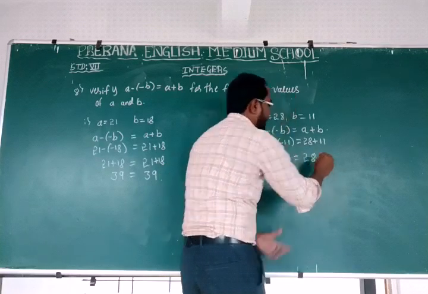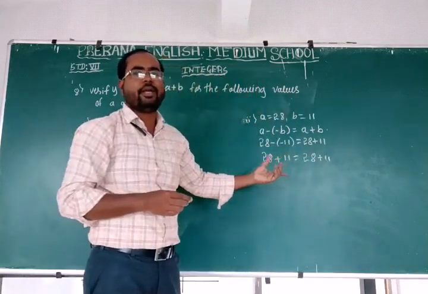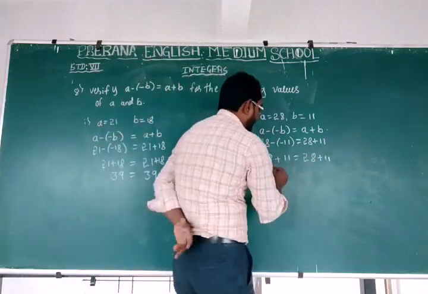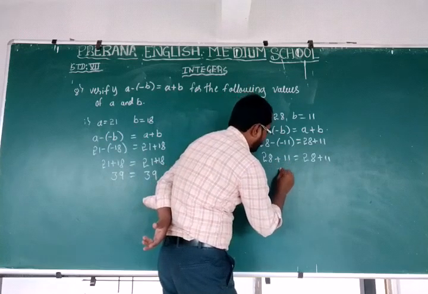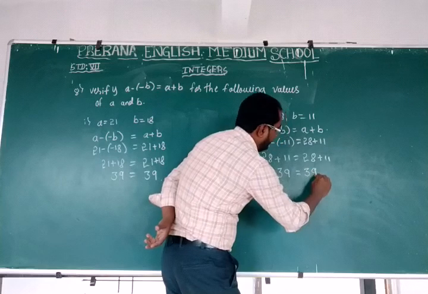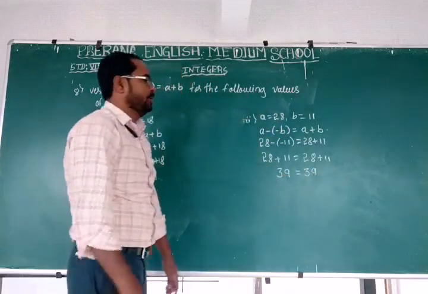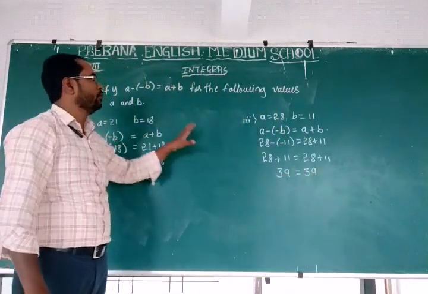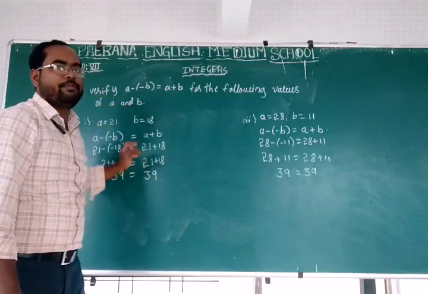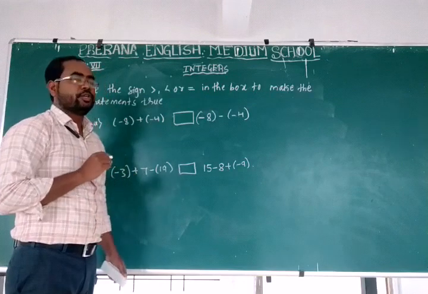Both the sides we got 28 plus 11, 28 plus 11. That means the left hand side is equal to the right hand side of the equation. So add here, you will get again 39, 39. So the equations are the same here. This is how you have to verify the values of A and B. We'll solve the next question.